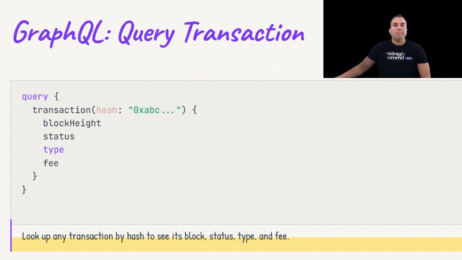To look up a specific transaction, you query by hash and pull back the fields you care about. You get the block height where the transaction was included, its status, the transaction type, and the fee that was charged. This is exactly what you need for debugging. Did my transaction land? In which block? Did it succeed? How much did it cost? All answered in one query.